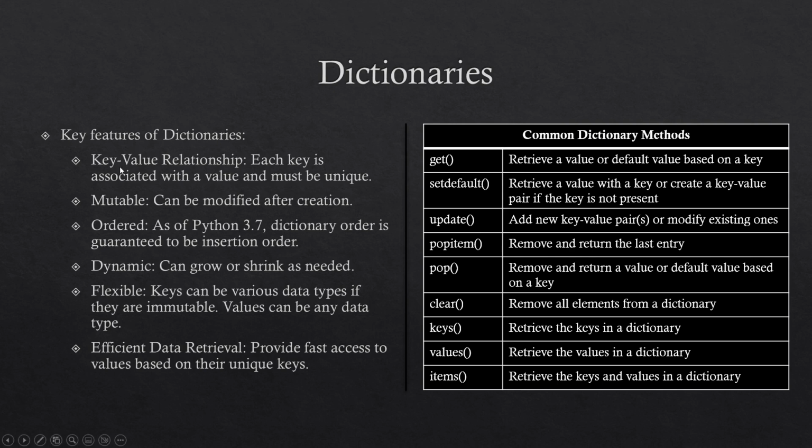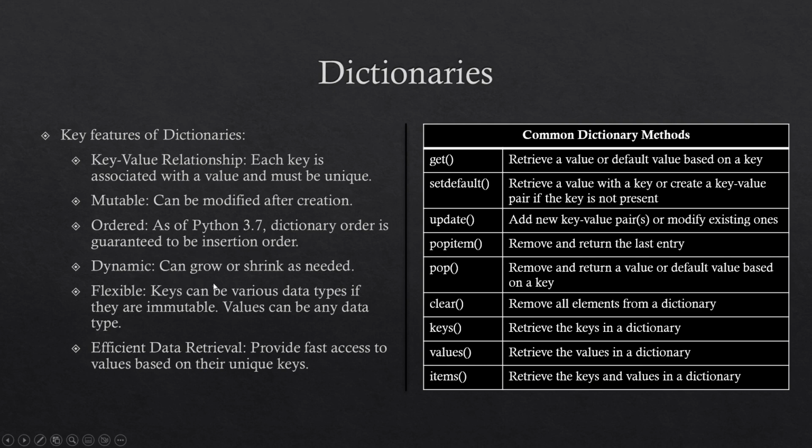Key features of dictionaries are that they have a key value relationship. Each key is associated with a value and must be unique. They are mutable, meaning that their elements can be modified after creation, new elements can be added, and elements can be removed. They are ordered. As of Python version 3.7, dictionary order is guaranteed to be the same as insertion order.